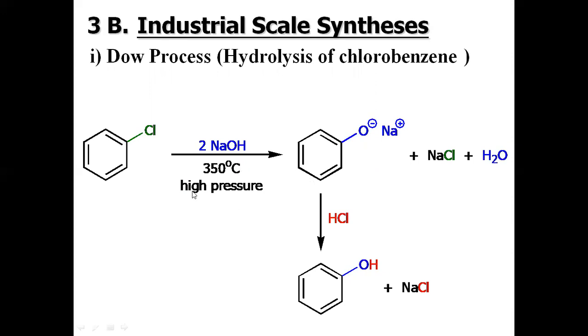In this case, this chlorobenzene will convert into the sodium phenoxide ion. Now, upon workup with HCl, this sodium phenoxide ion will convert into the corresponding phenol.